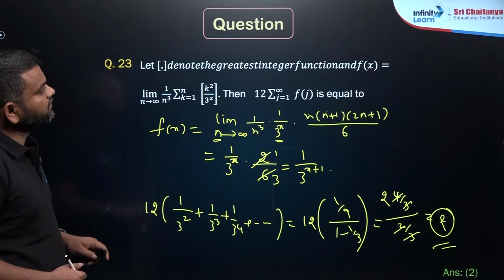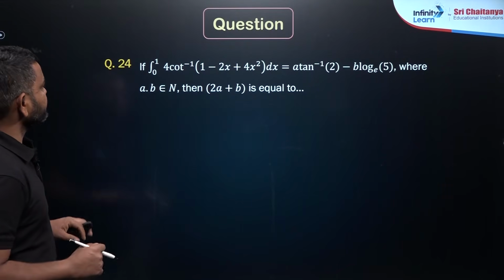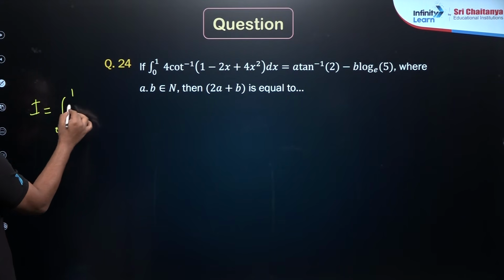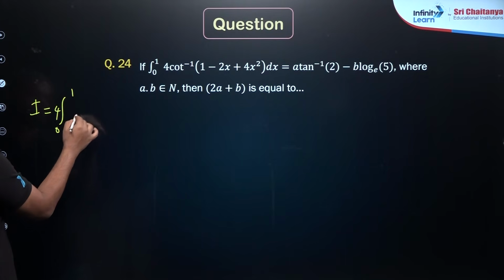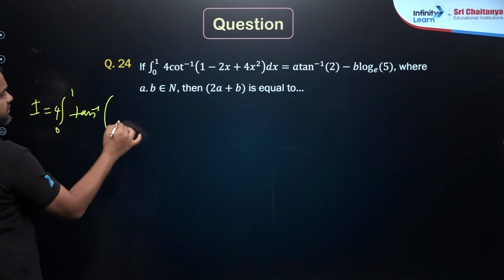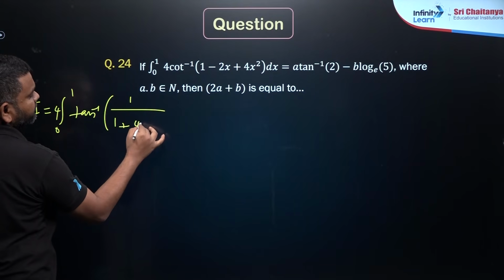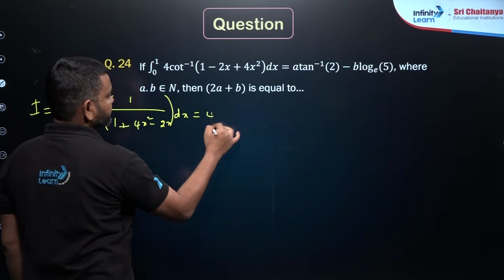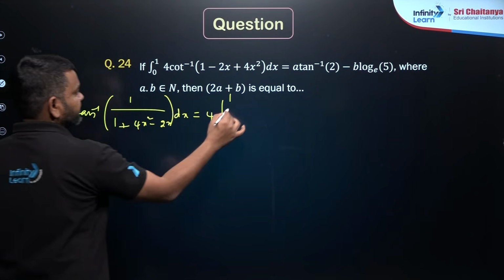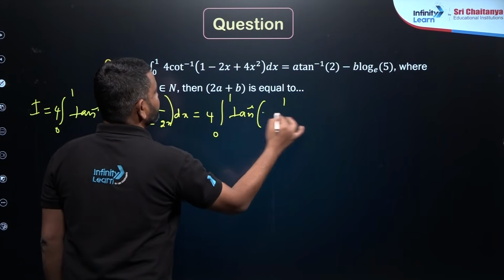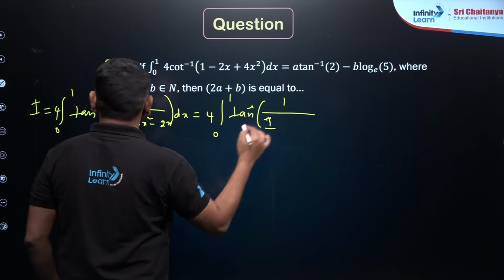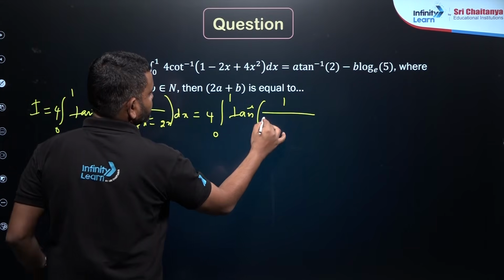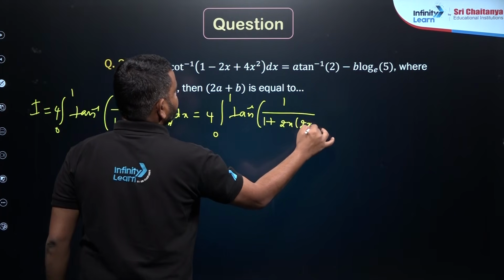Next, we have an integration question here. This integral is from 0 to 1. The integral is equal to 4 times, so 4 I am writing outside, and I am going to write this in terms of tan inverse of 1 by 1 plus 4x square minus 2x into dx. So this I am going to simplify in this way: 0 to 1 tan inverse of, we can write it as 1 by 1 plus, 2x you take common, this is going to be 2x minus 1.